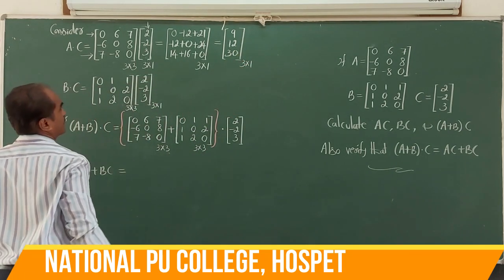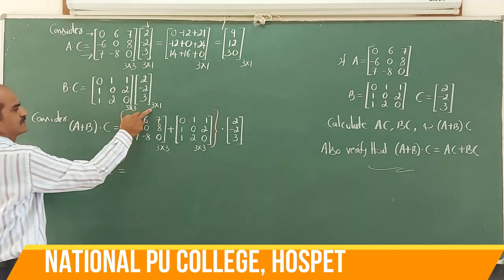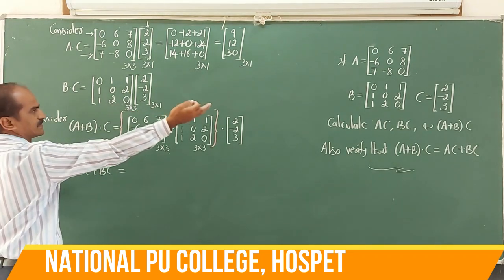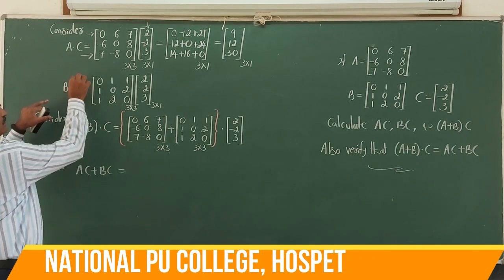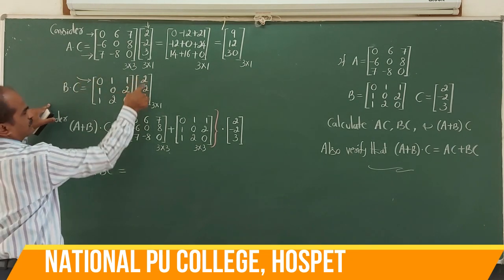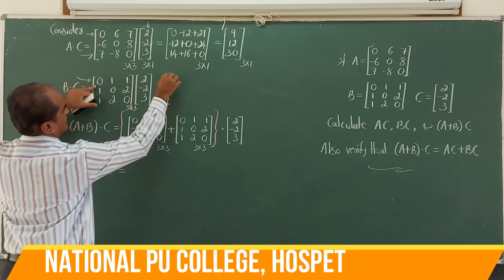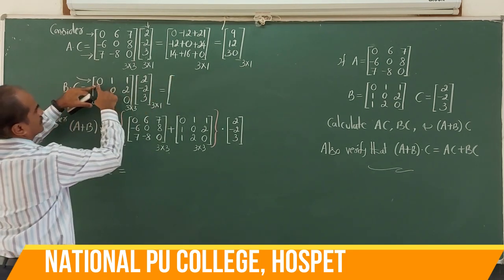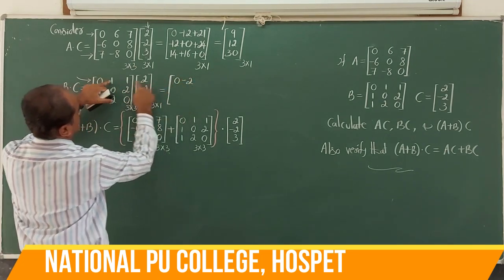So the AC matrix we determined. Now let me go for finding BC. B is 3 by 3, C is 3 by 1. As a resulting matrix, the product will give us a 3 by 1 matrix. Same procedure. First row with this column. Make pairs of elements, multiply and then add them. 0 into 2 plus 1 into minus 2 plus 1 into 3.